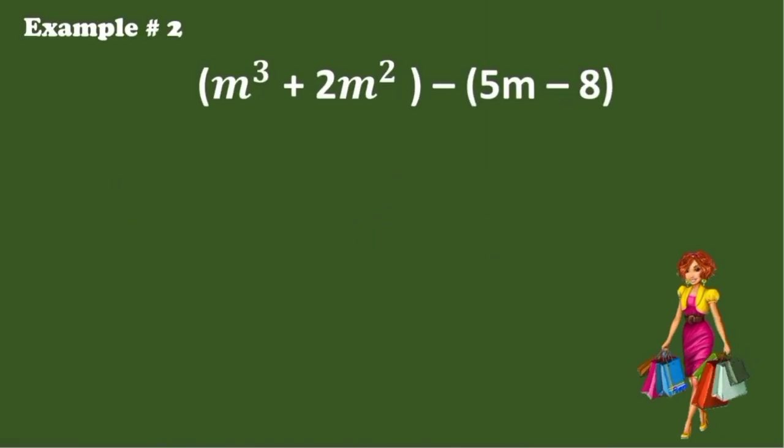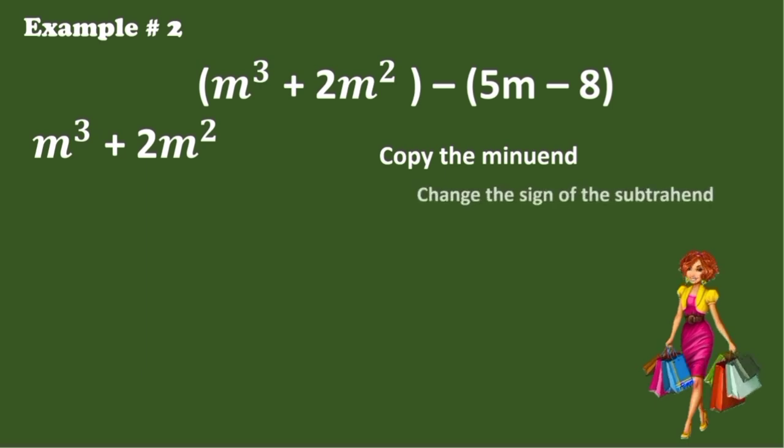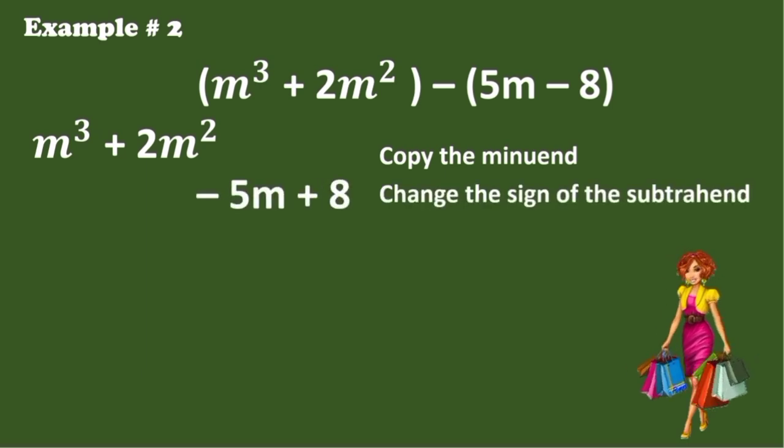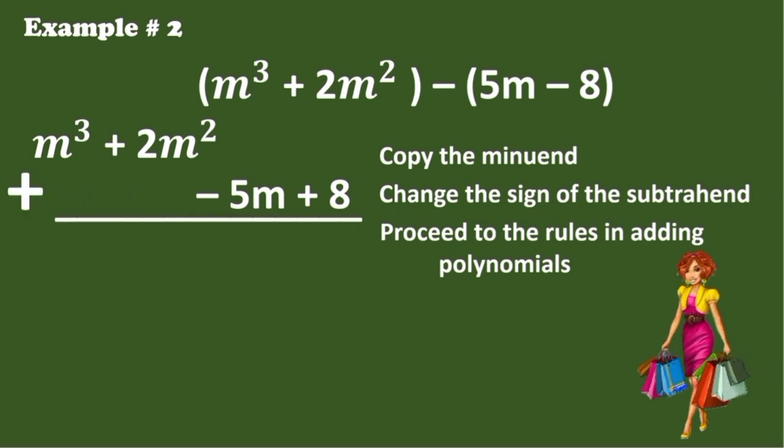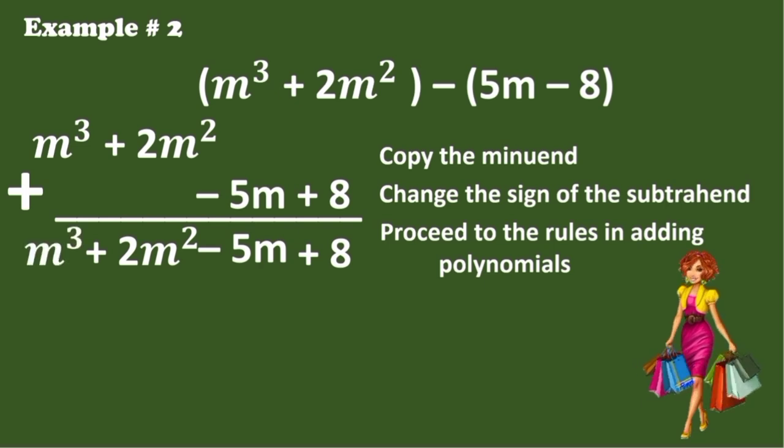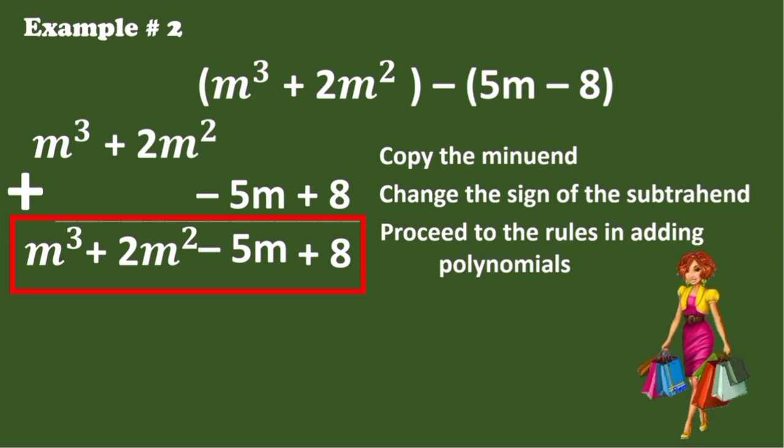Example number 2. M cubed plus 2m squared subtracted by 5m minus 8. First, copy the minuend. Now, change the sign of the subtrahend. This becomes negative 5m plus 8. Now proceed to the rules in adding polynomials. Make sure to align similar terms. In adding polynomials, we only combine similar terms. In our given example, we have no similar terms. All we have to do is to bring down all the terms. So our final answer is m cubed plus 2m squared minus 5m plus 8.